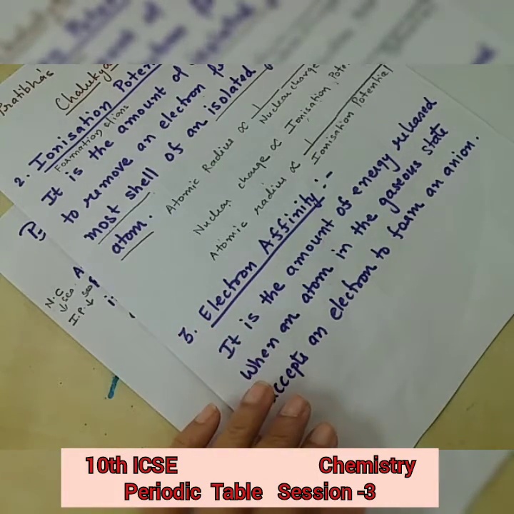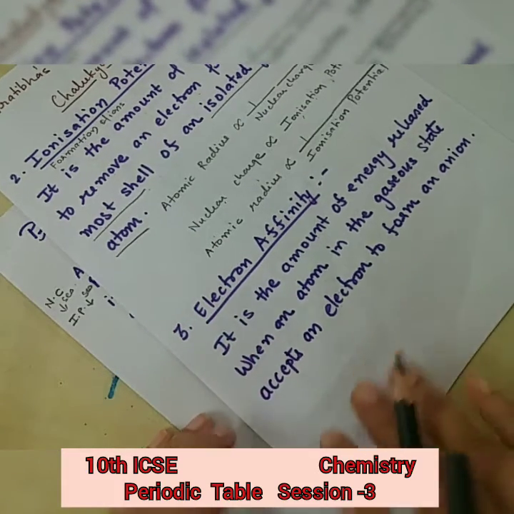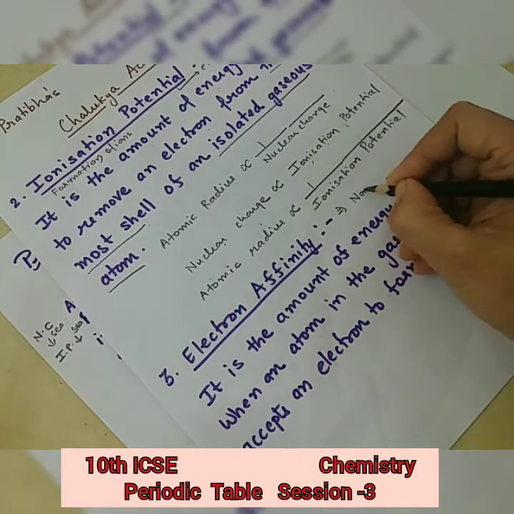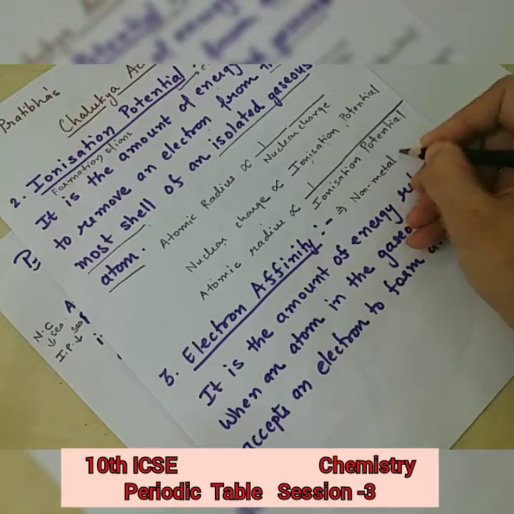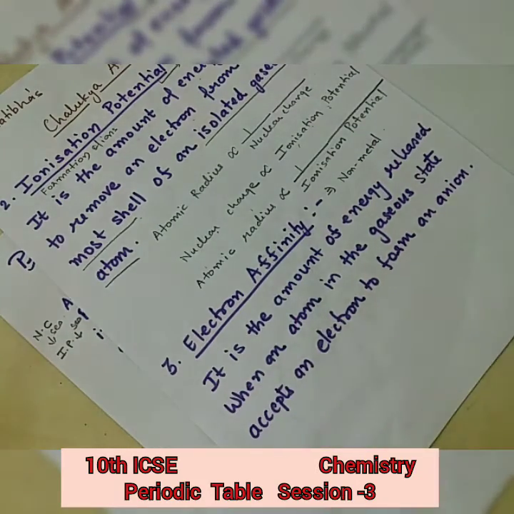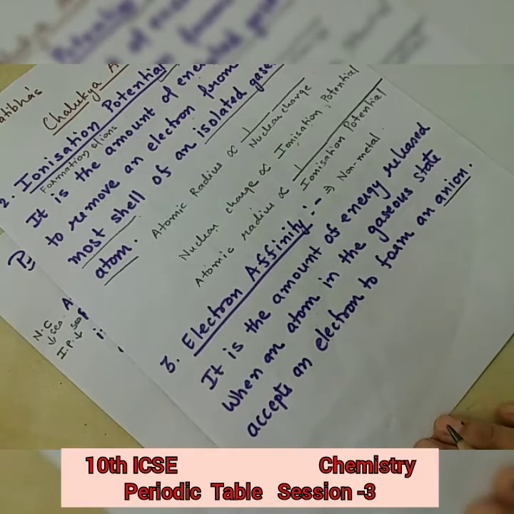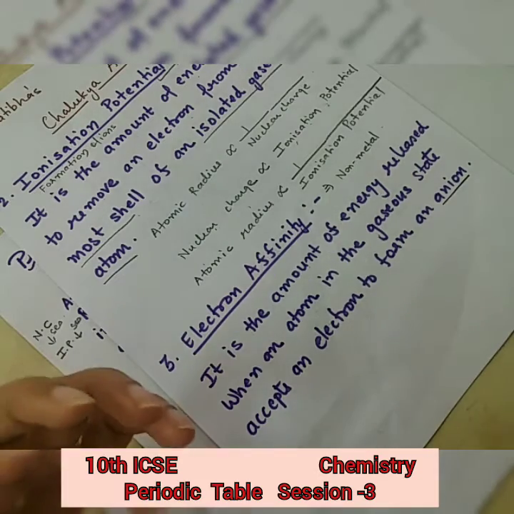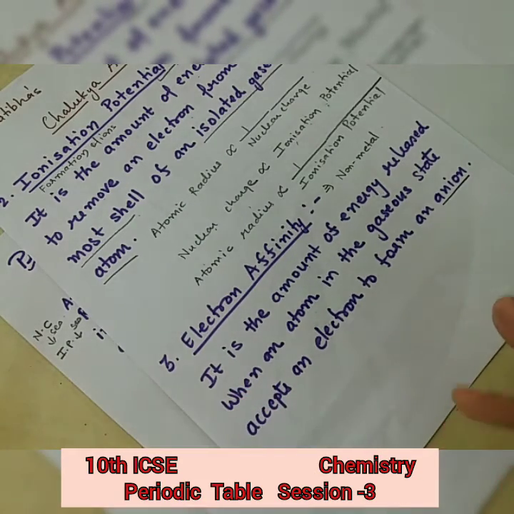Now in case of electron affinity, we are mainly talking about a non-metal. Because what do you mean by electron affinity? It is the amount of energy released when an atom in the gaseous state accepts an electron to form an anion. So in this case, non-metals have a tendency to pull the electron. Now in this session we are going to see why metals have a tendency to lose the electron and why non-metals have a tendency to pull the electrons.